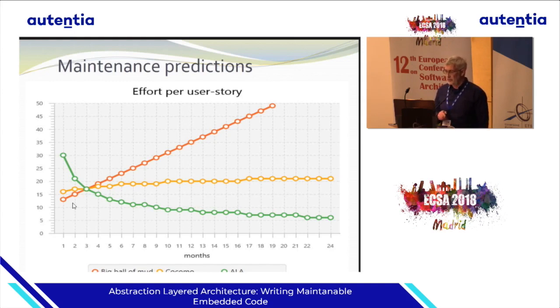And that compares with a loosely coupled type of architecture, which we usually aim for, which would follow more the orange line. Because of the loose coupling, as the program gets bigger or as time goes on, the effort per user story typically climbs up. And if you're really bad, you'd be following the red line.